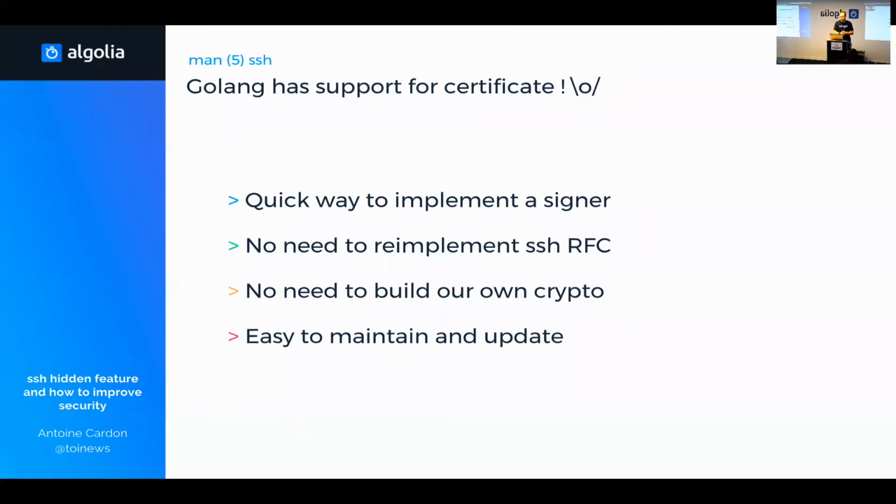So the quick way to implement the signer was to use Go. I was completely new to Go before this, so it's kind of my hello world in Go. They have implemented almost all of the SSH RFC, which is quite a good thing. There are some missing parts, but they're only related to ciphers and cipher suites, and the best ciphers are in the code, so it's perfect. We have no need to build our own crypto because we can trust people from Google. And it's easy to maintain and update because Go is simple to read, simple to update, and very easy to deploy.